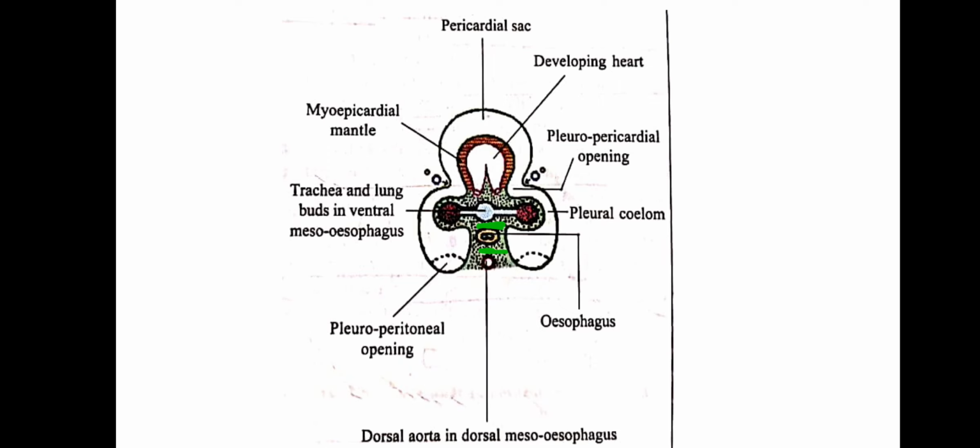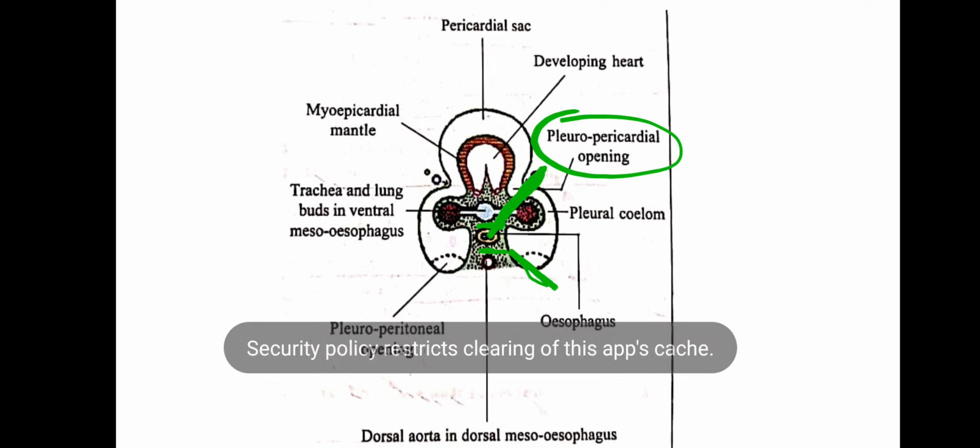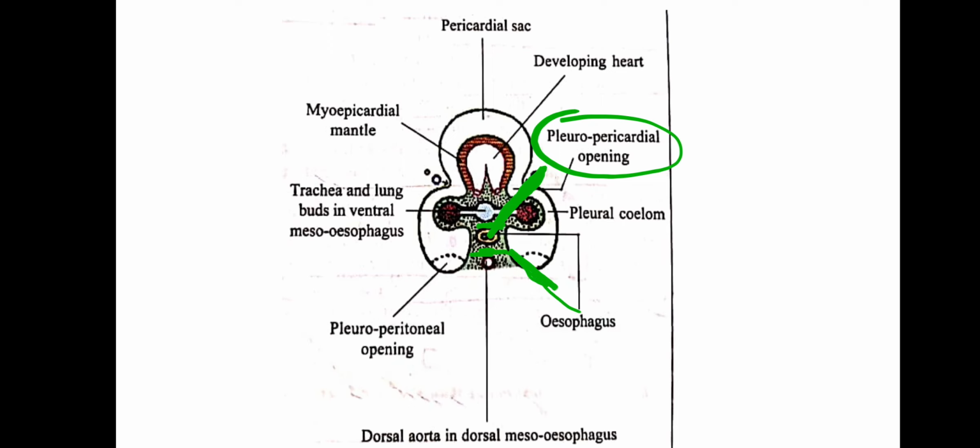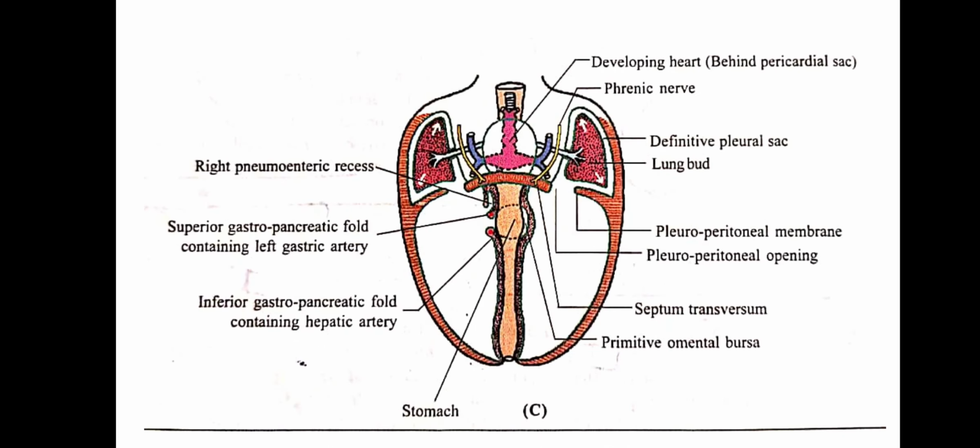So this pleuropericardial membrane is going to fuse with the ventral mesentery of the esophagus, and this pleuroperitoneal membrane is going to fuse with the dorsal mesentery of the esophagus. Okay, pleuropericardial membrane is going to fuse with the ventral mesentery of the esophagus, and pleuroperitoneal membrane is going to fuse with the dorsal mesentery of the esophagus. So we'll move on to the next picture.